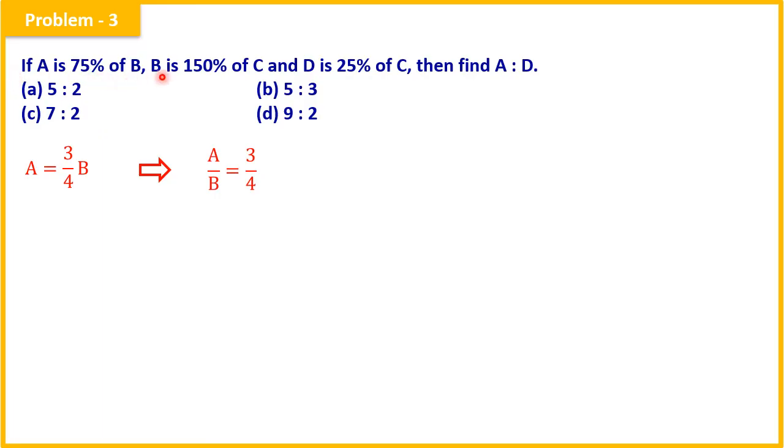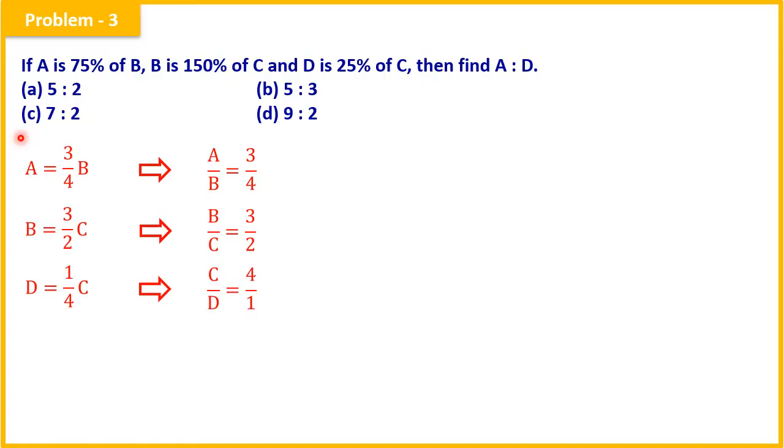Further, it is said that B is 150% of C, means B is equal to 150 by 100 of C, or B equal to 3 by 2 of C. So the ratio of B is to C is 3 is to 2. At last, it is said that D is 25% of C. So D is 1/4 of C. So the ratio of C is to D is 4 is to 1.